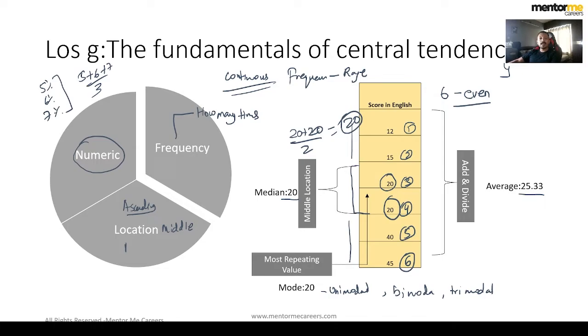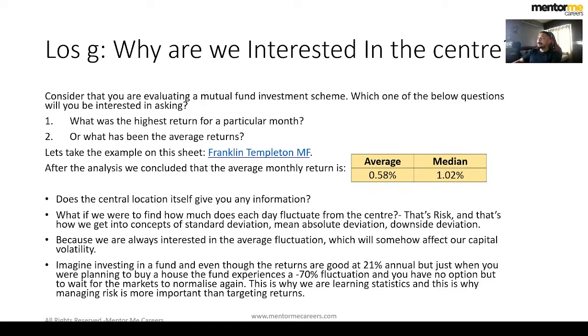Okay, so that's the fundamental of central tendency first. But as I said, why are we interested in the center? If you understand this, then you'll also understand risk. So now I'm taking up an example of finance. At this stage we really want to look at a spreadsheet, because if you really want to get the concepts clear, we should look at data. So without wasting much time, let's just switch to a spreadsheet.